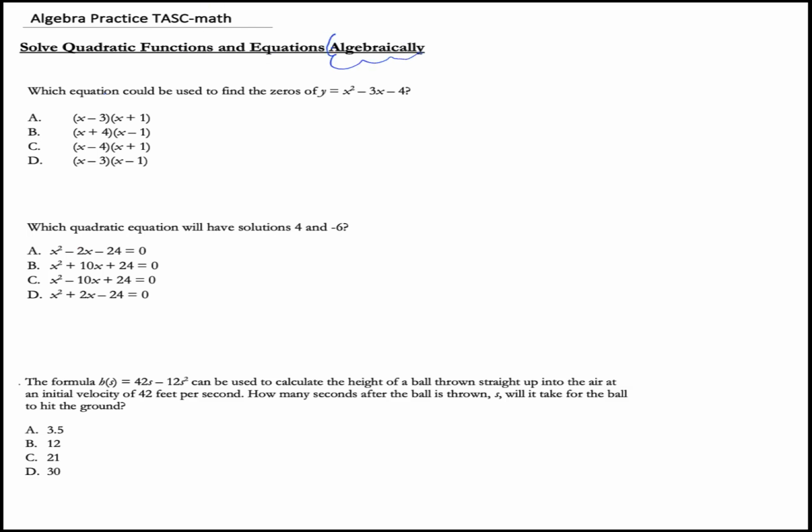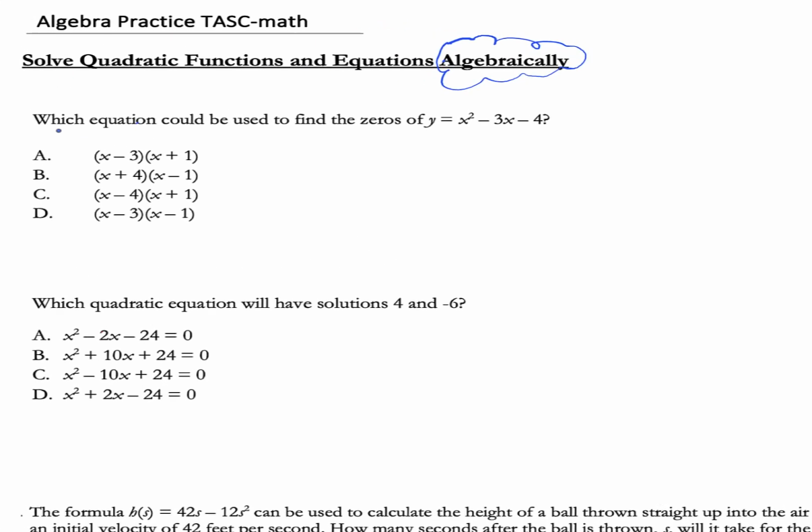Now, what happens when they ask you to solve your quadratic function or equation algebraically? This is where the tough part comes in, because this one is a little bit more work. So here it says which equation could be used to find the zeros of y equals x squared minus 3x minus 4. So they want it as an equation. And I'm not going to say this scary word a lot of people don't like to hear. You have to factor.